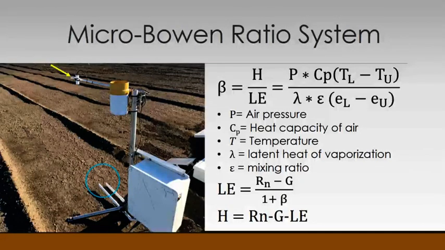So the yellow arrow is pointing to an instrument there. I think you called it a net radiometer. Is that in fact a net radiometer, or is that something else? Yeah, sorry, I didn't mention this.